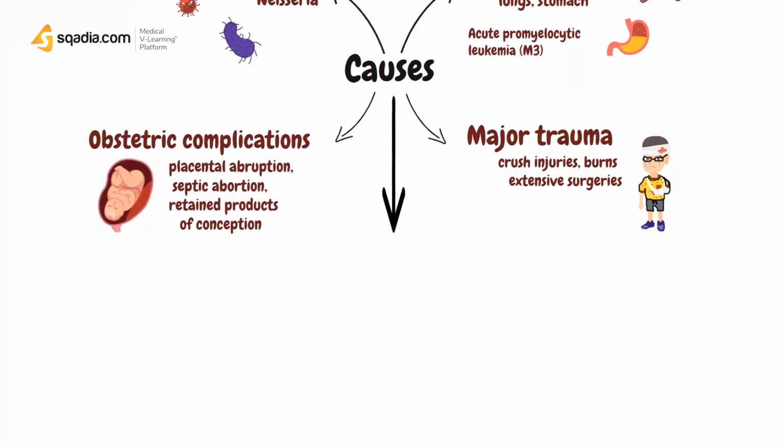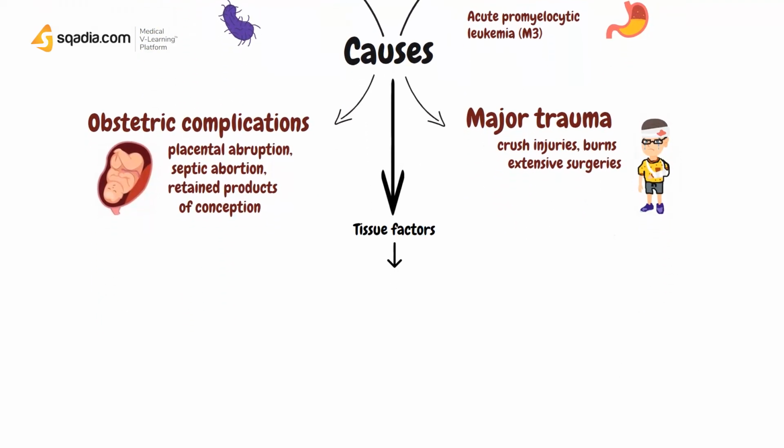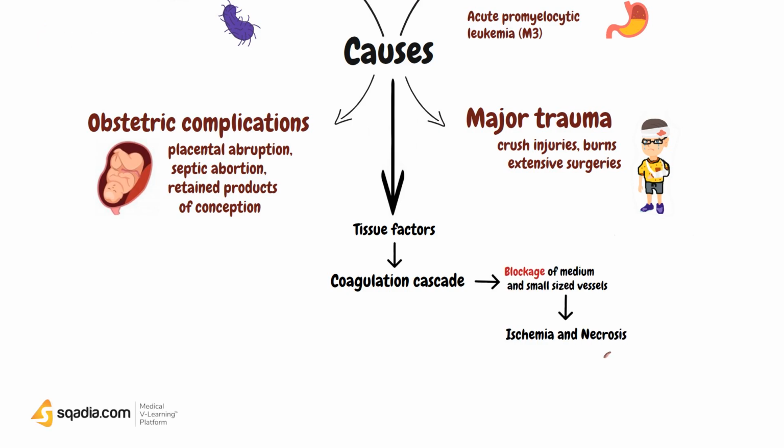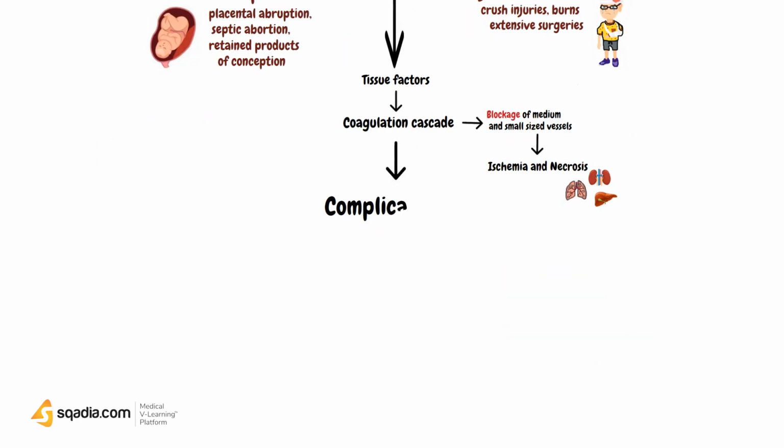In all these conditions, tissue factors are released. These tissue factors activate the coagulation cascade, leading to widespread uncontrolled coagulation. This widespread coagulation blocks the medium and small size vessels, resulting in ischemia and necrosis of different organs, and many other complications such as acute renal failure.